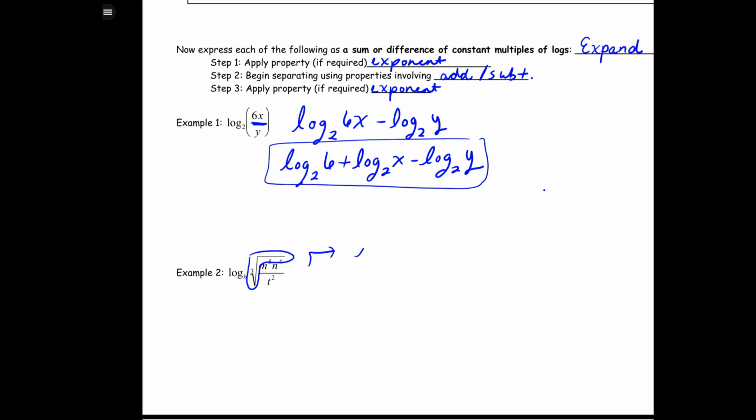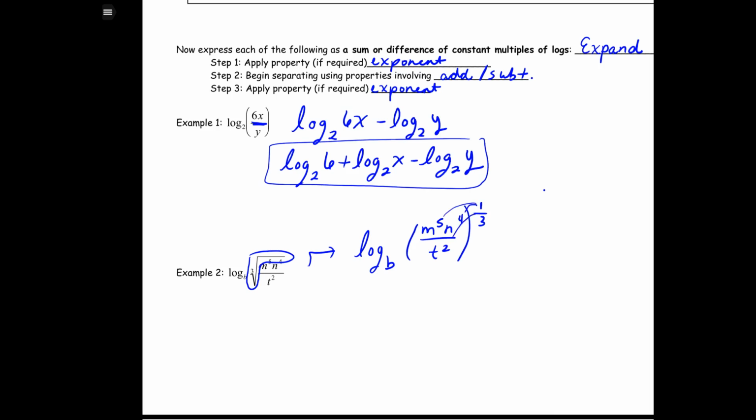So we have log base b of this value, m to the 5th, n to the 4th over t squared, raised to the 1/3. Now there's different ways you could go about this. I usually apply the 1/3 inside first, just to simplify that component. Some people use the power property out in front, but then use parentheses around everything they do within.